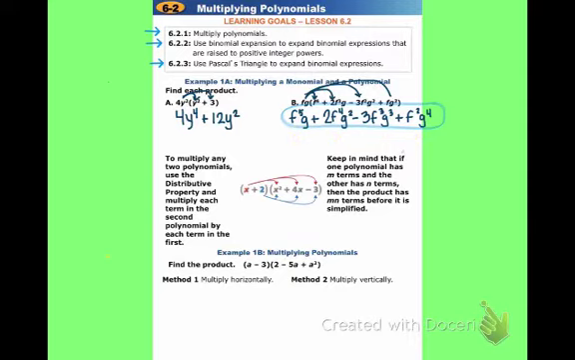So in general, to multiply any two polynomials, you use the distributive property and multiply each term in the second polynomial by each term in the first polynomial. And keep in mind that if one polynomial has m terms and the other has n terms, then the product has m times n terms before it is simplified. In other words, before like terms are put together.